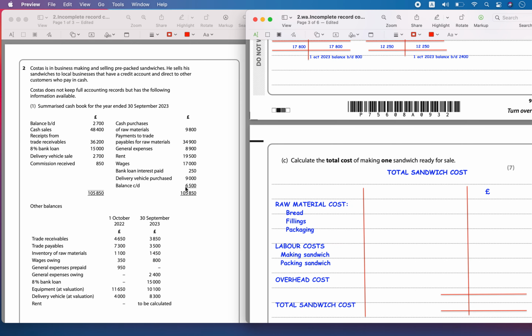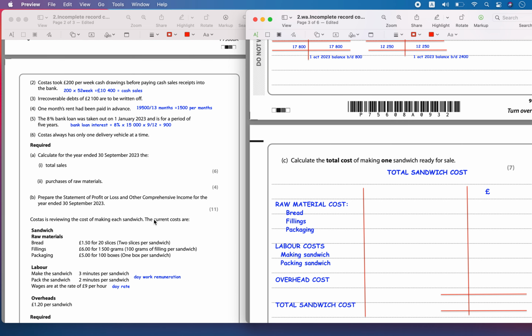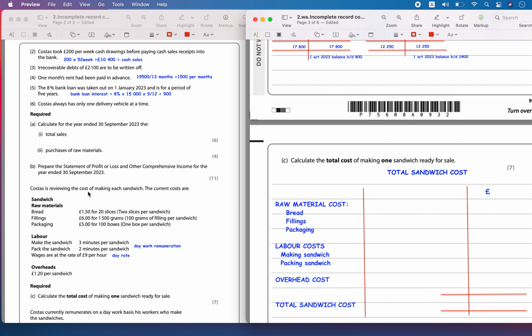Hello, today we are solving October 2023 paper, question number 2, part C. Calculate the total cost of making one sandwich ready for sale. This is for Costas. He's reviewing the cost of making each sandwich. The correct costs are given below.